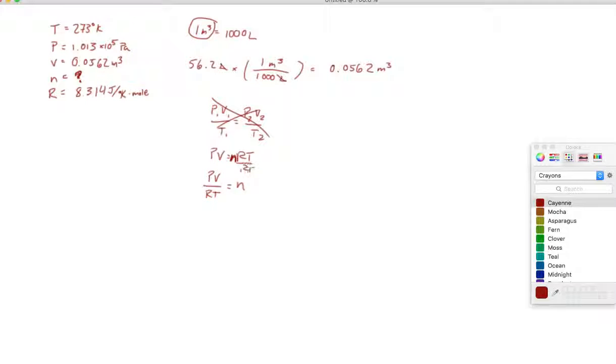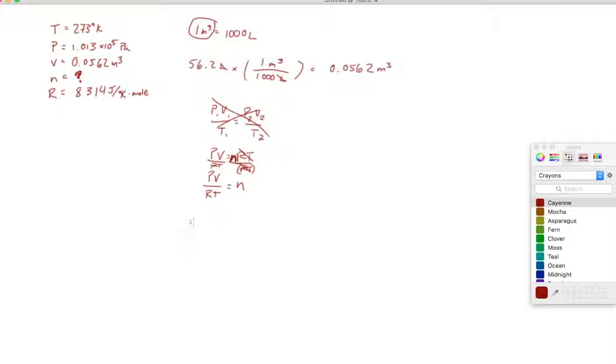So this is assuming you do this step. Divide both sides by RT. Divide this side by RT. These will cross off, and you'll get PV over RT. And that's your number of moles. So now all you need to do is plug in these numbers.